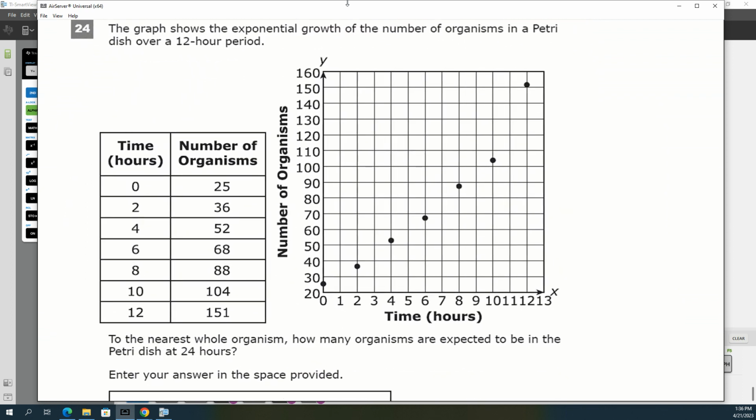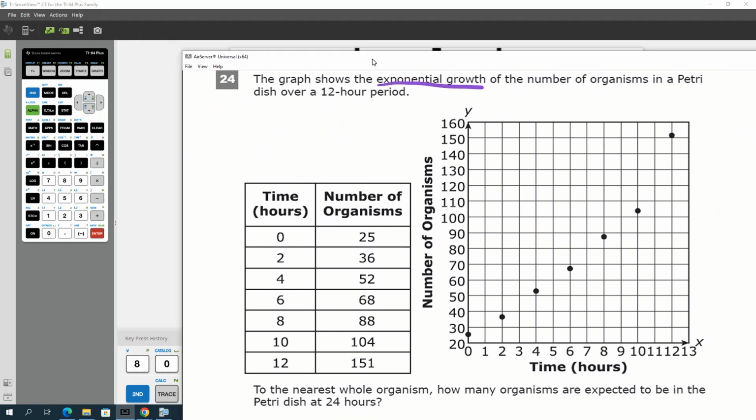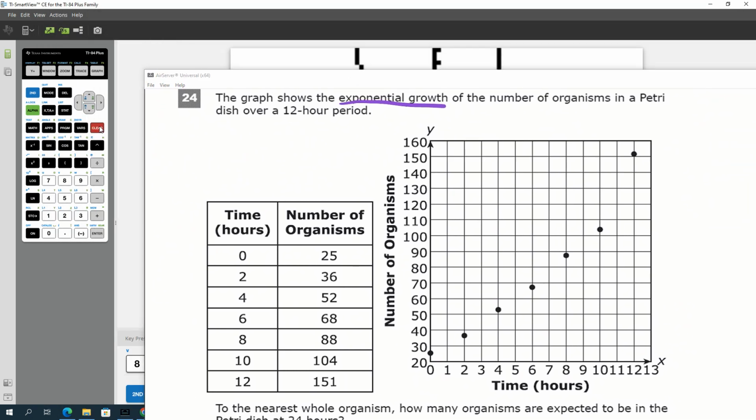All right, 24, we have this graph. It tells you it's exponential growth. We have a table of values also. All right, and we want to know to the nearest whole organism how many organisms are expected to be in the petri dish at 24 hours. So it's been a while since we've done this, and we have not spent time reviewing it.